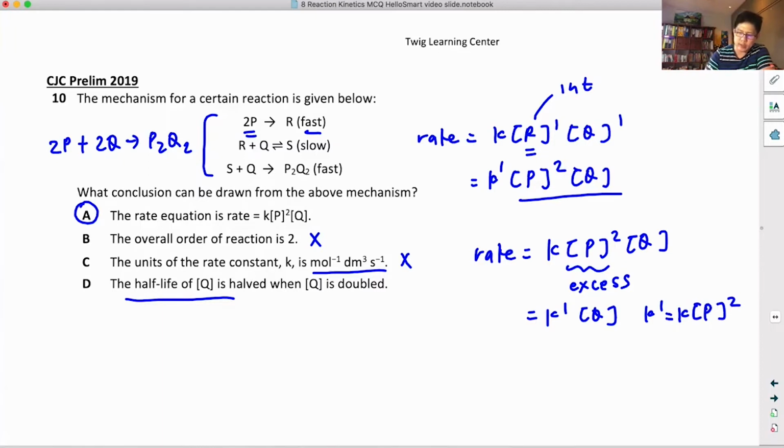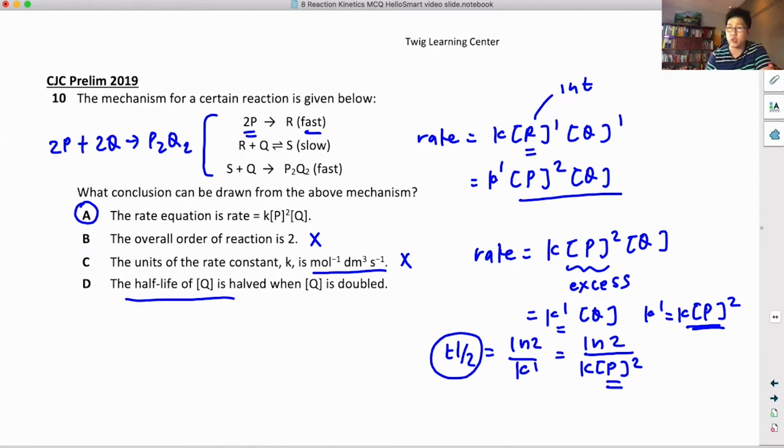You see that? So what's the half-life? The half-life of Q equals ln 2 over K', which is ln 2 over K times P squared. Replace the K' by K P squared. So you realize that the half-life is affected by the concentration of P, not the concentration of Q. So when they say the half-life of Q is half when Q is double, this is definitely wrong, because half-life is only affected by P in this case. Alright, let's move on to the next question.